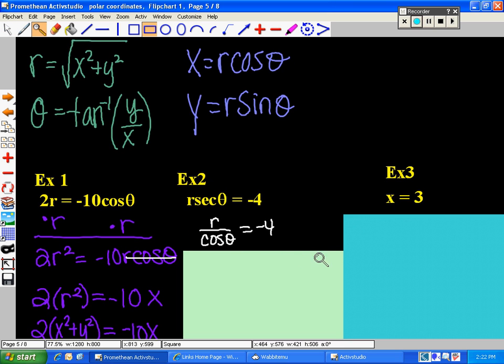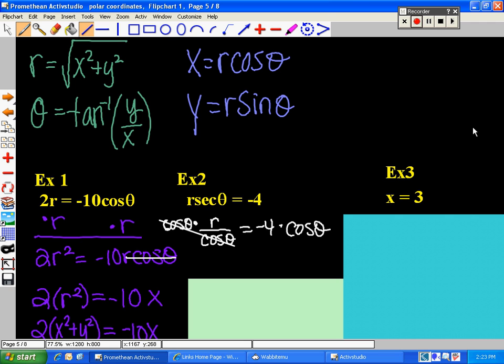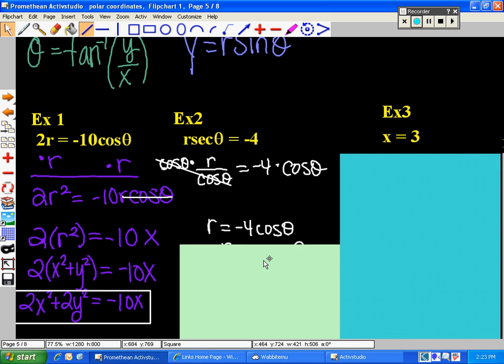Let's move it to the other side by multiplying both sides by cosine. By doing this, I'm multiplying this side by cosine, and I'm multiplying this side by cosine. Why do I do that? So I can get rid of cosines here, cancel them out, and now we have r equals negative 4 cosine theta. There we go.